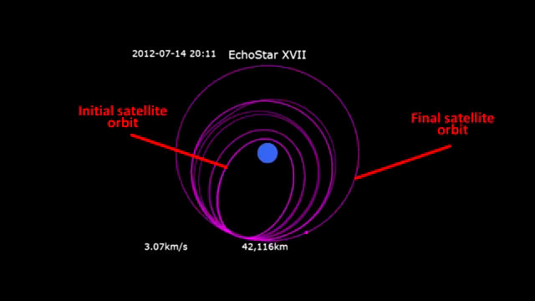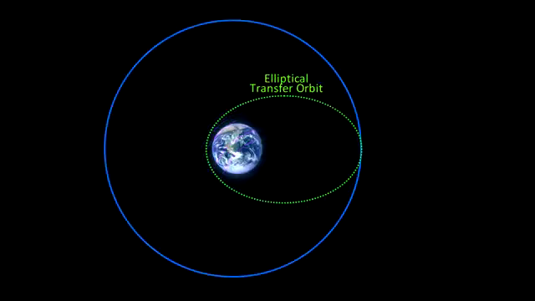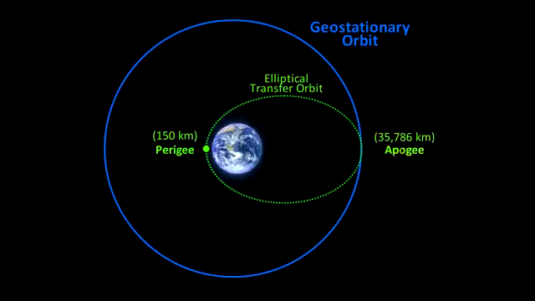This elliptical orbit has to be changed to a circular orbit to become geostationary. So for example, an elliptical orbit may take the satellite to an altitude of 150 kilometers at its lowest point, called the perigee, and to the geostationary orbit of 35,786 kilometers at its highest altitude, the apogee. We can use Kepler's laws to calculate the speeds it will have at these points: about 36,500 kilometers per hour at the perigee and 5,800 kilometers per hour at the apogee.